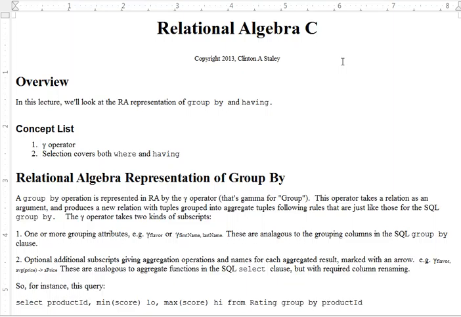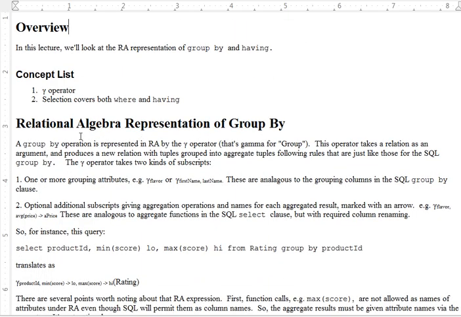In this lecture, we'll look at the relational algebra representation of group by and having. The group by operation is represented in RA by the gamma operator for group. This operator takes a relation as an argument and produces a new relation with tuples grouped into aggregate tuples following rules that are just like those for the SQL group by.